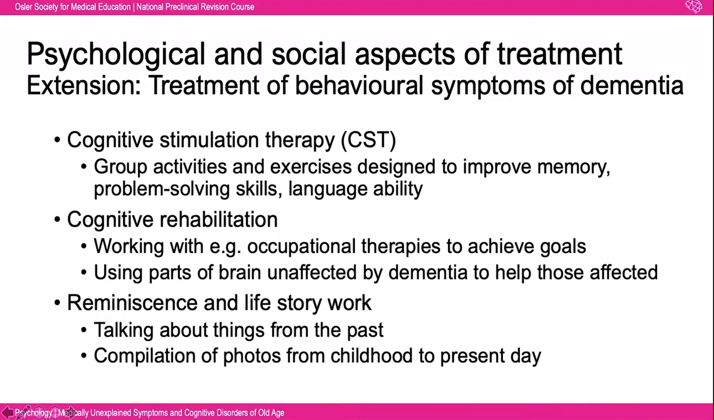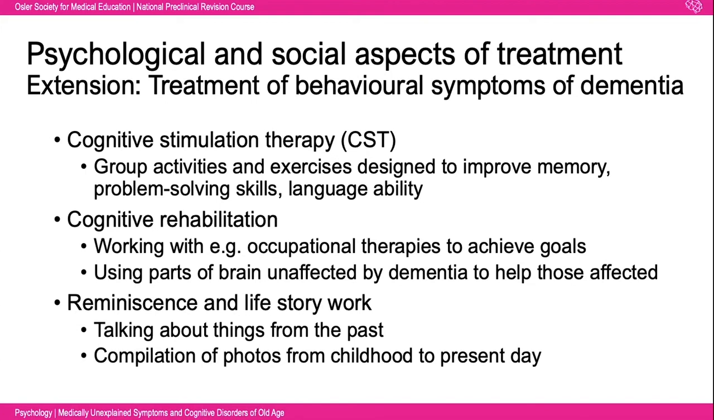So how do we treat dementia? Well, in psychology, the interest is much more on the psychological aspects of treatment as opposed to the medical treatments. So we can use cognitive stimulation therapy, which involves taking part in group activities and exercises designed to improve memory, problem-solving skills, and language ability. And the evidence suggests that this does benefit those with mild to moderate dementia.